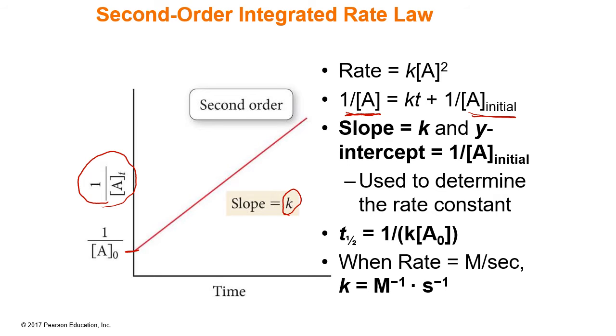The half-life, or the time that it takes the concentration to decrease by 1/2, is 1 over the rate constant times our initial concentration. And our units for k are a little bit different in this case because it's a second order rate law. We're going to have units of 1 over molarity times seconds. You may also see it as molarity to the -1, seconds to the -1.